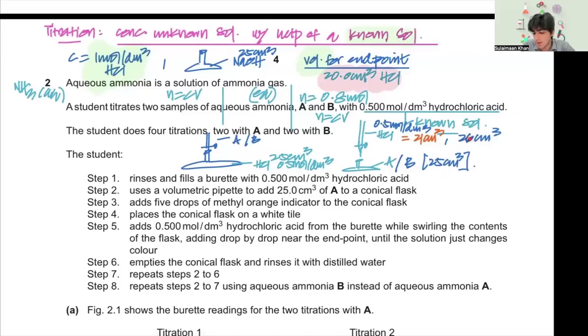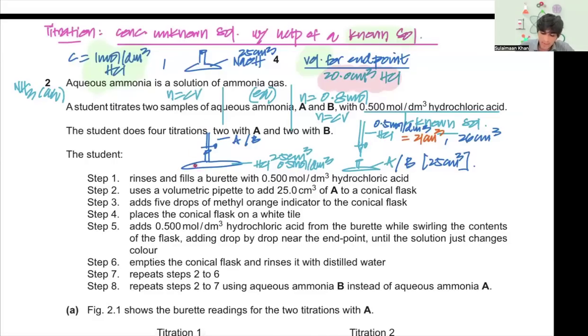So B is more concentrated because in order to finish 25 of B, you need 26 of hydrochloric acid. And in order to finish 25 of A, you need 21 HCl. So, A requires less HCl, B requires more HCl to be totally neutralized. So B is more concentrated.